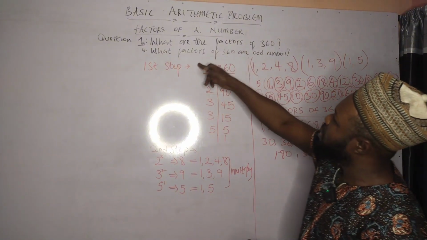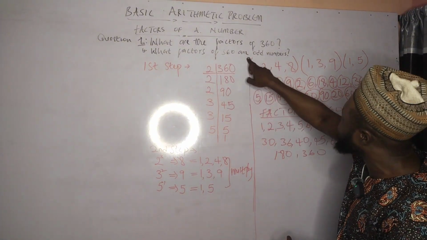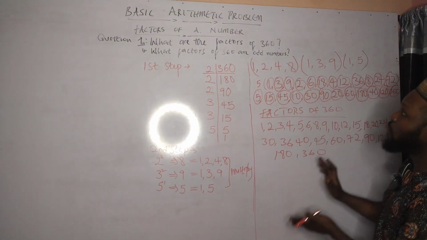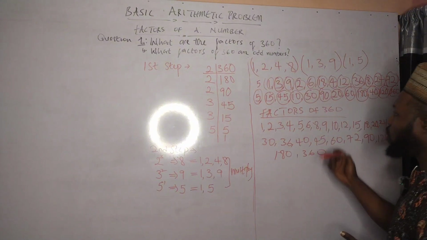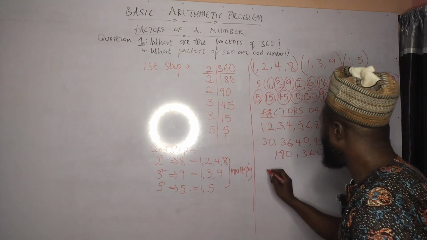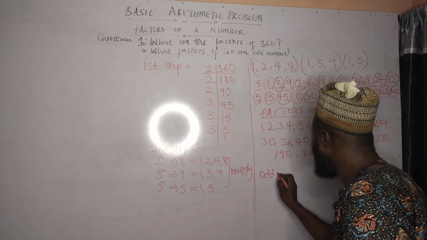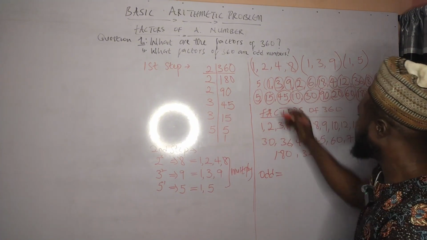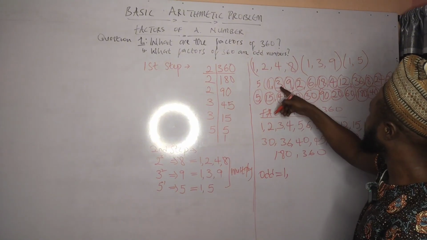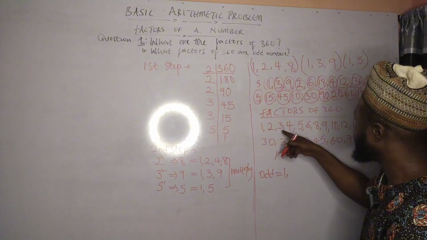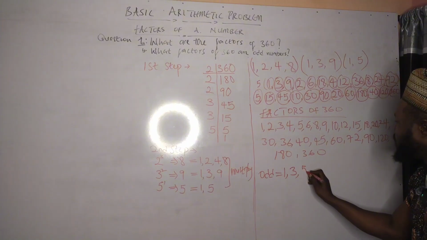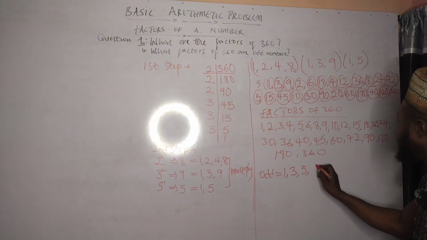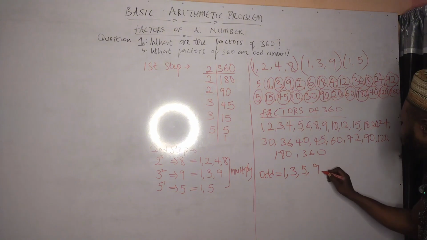So now the second question says we should find the odd numbers among the factors of 360. We have already found the factors of 360. So what are the odd numbers in these factors? 1 is an odd number. 3 is an odd number. 5 is an odd number. 9 is an odd number. 15 is an odd number.